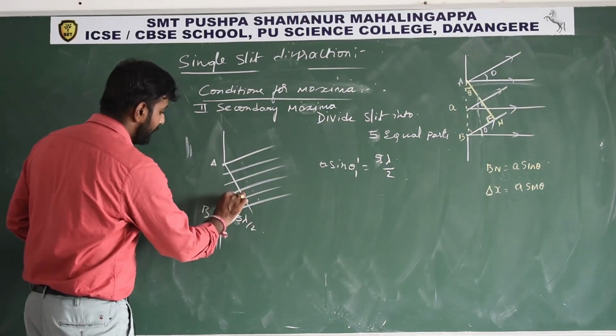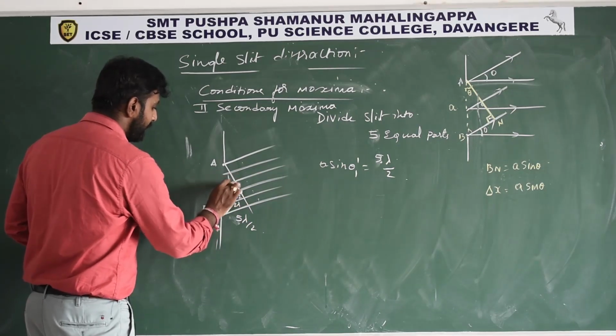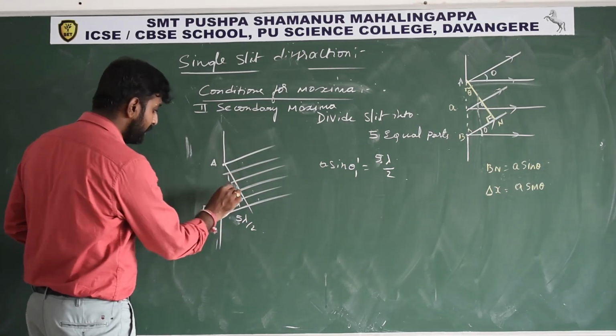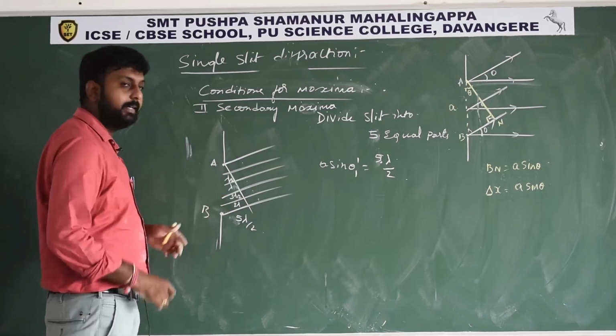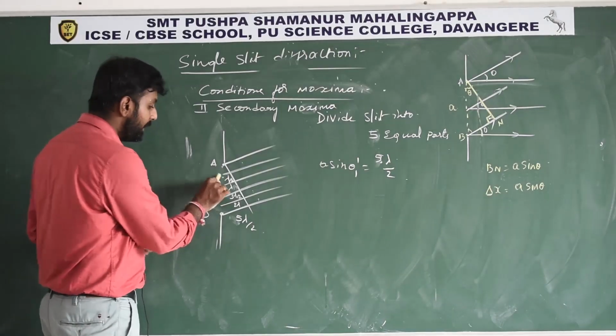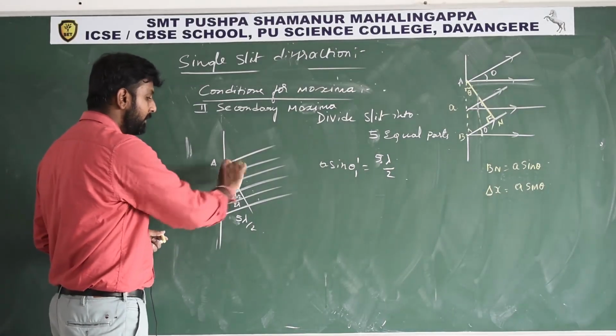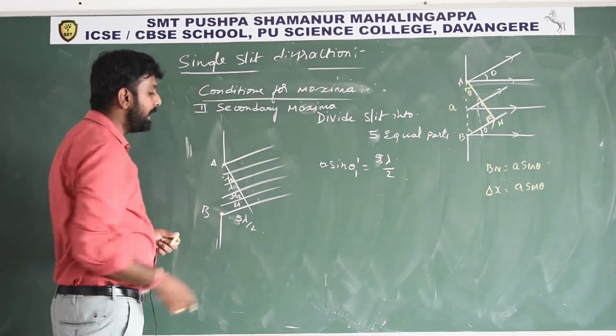This is 3 lambda by 2. This is lambda by 2. This becomes lambda by 2, isn't it? Then a point in the upper half, and the corresponding point in the lower half. This complete set, the path difference between them being lambda by 2, forms a dark fringe.